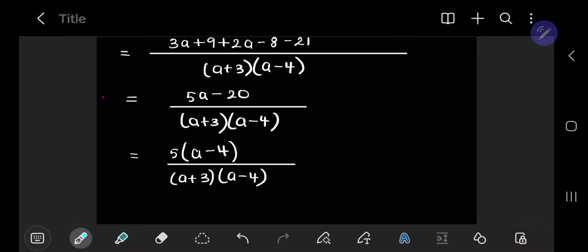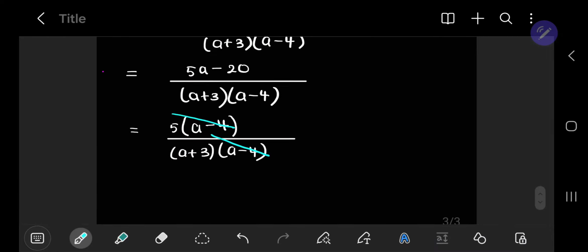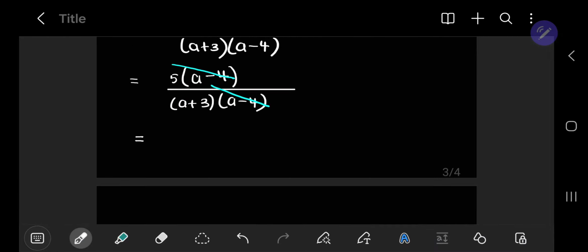And now we notice something interesting. Both our numerator and our denominator have a bracket of a minus 4. They can cancel out with each other. So what we're now left with is just 5 at the top and a plus 3 at the bottom. This should be our final answer.